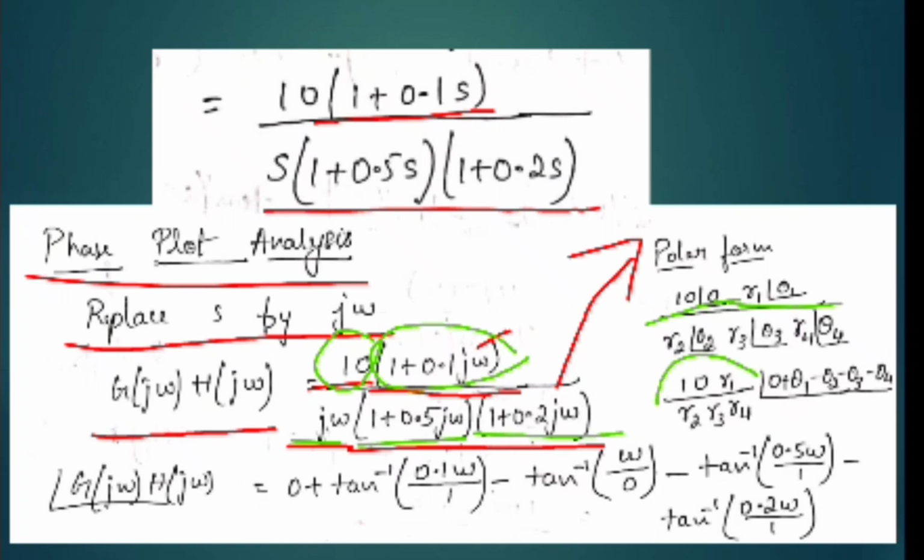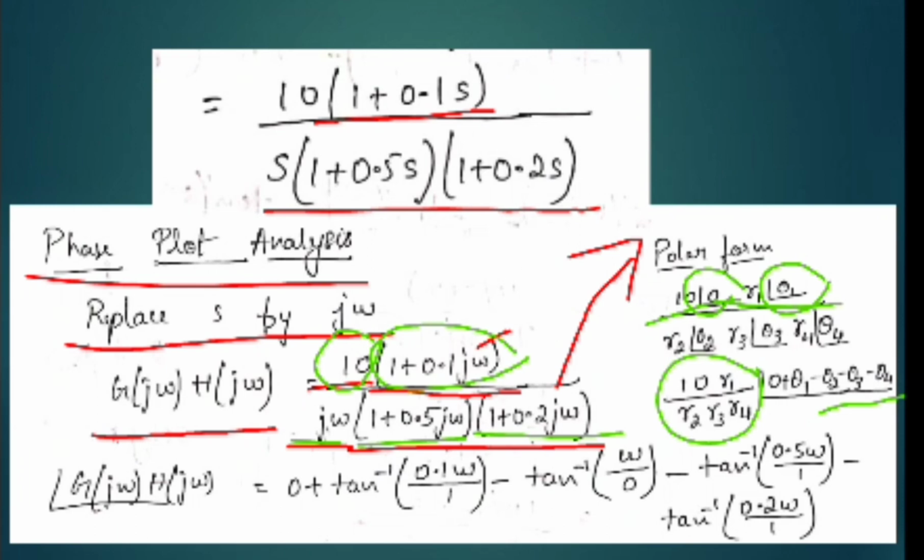So the magnitude will get simplified directly, that is 10 r1 divided by r2 into r3 into r4. So the angle will be 0 and then plus theta 1. From the denominator, when it shifts to the numerator, it takes a negative sign. So it is minus theta 2, minus theta 3 and minus theta 4.